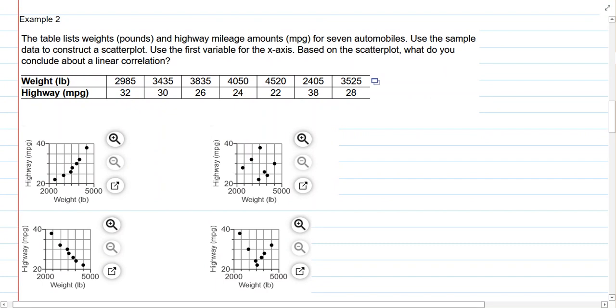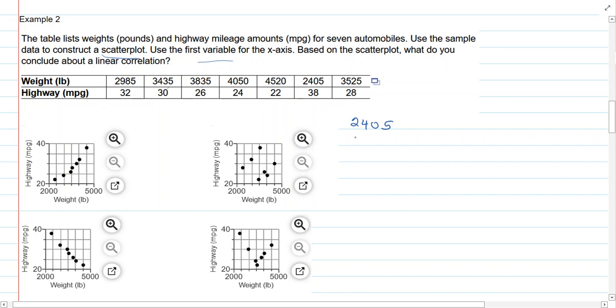And I would enlarge the graph when you're doing the homework, and that would help you. This says the table lists weights in pounds and highway mileage amounts, MPGs, for 7 automobiles. Using the sample data, construct a scatter plot. Using the first variable for the x-axis, based on the scatter plot, what do you conclude about a linear equation? Okay, well, this is easy because we got 1, 2, 3, 4, 5, 6, 7. So we can order them.